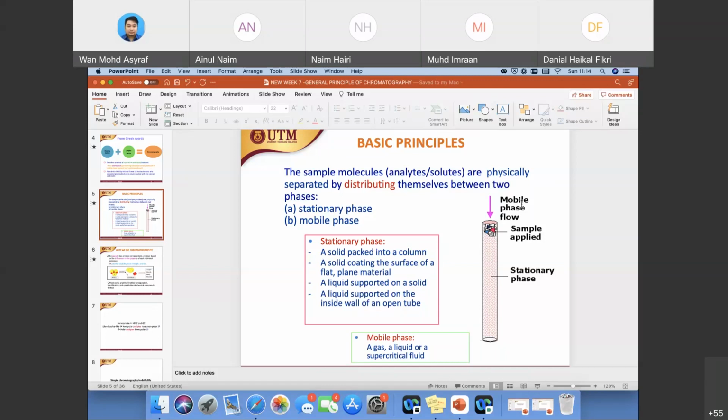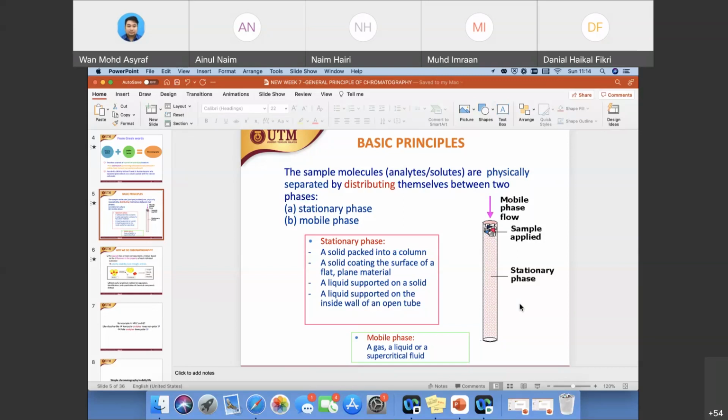Okay, good. So now we are going to look at what is stationary phase and what is mobile phase. Stationary phase, as shown here, is a solid packed into a column. It is a solid coating on the surface. Later on we can look into different types of stationary phase, which can exist as a solid and also as a liquid embedded onto a solid surface. What is a mobile phase? Mobile phase is a gas or a liquid or a supercritical fluid.